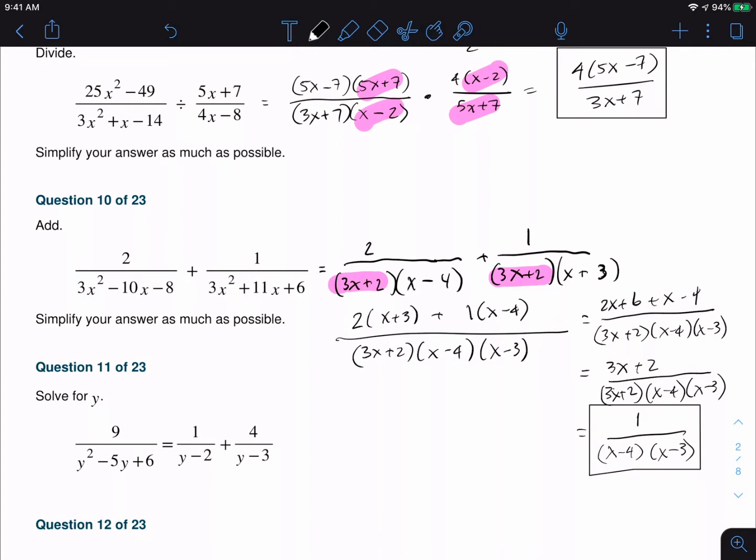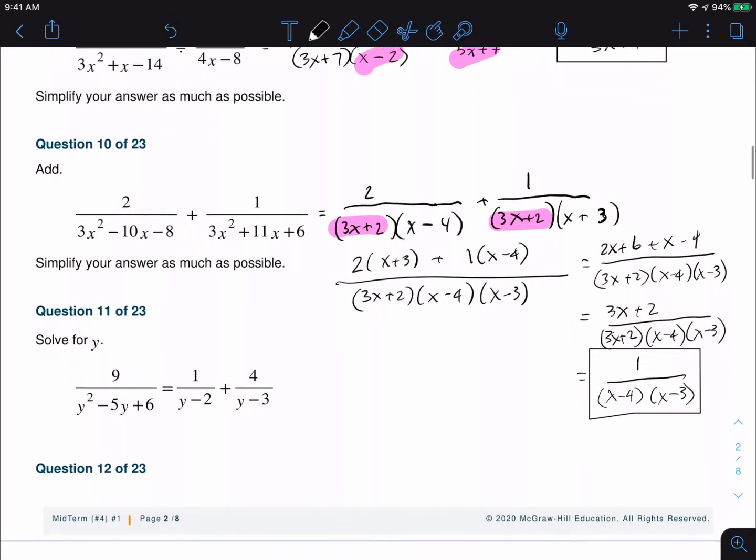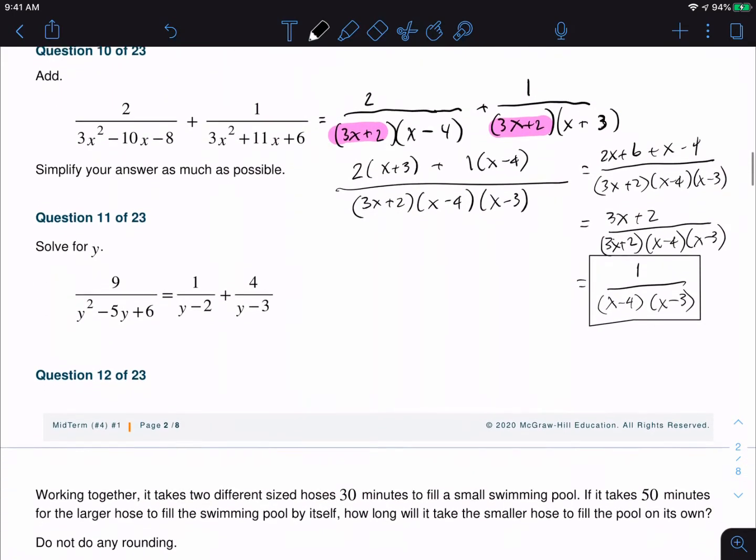Does that make sense? All right, cool. All right. Here's number 11.